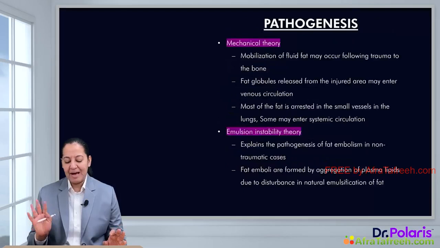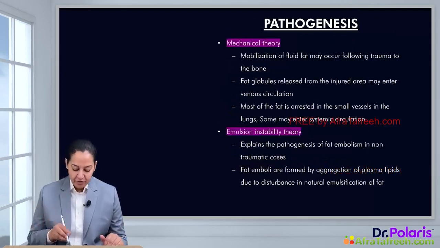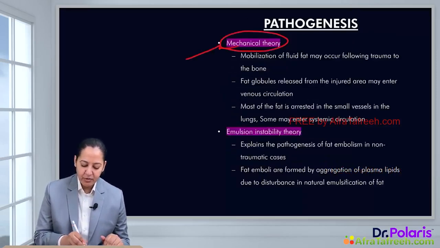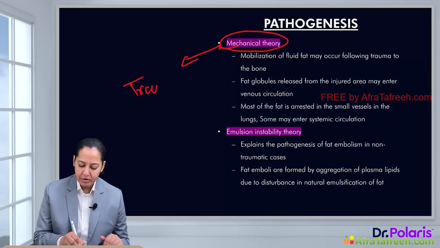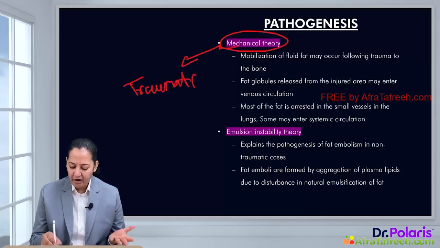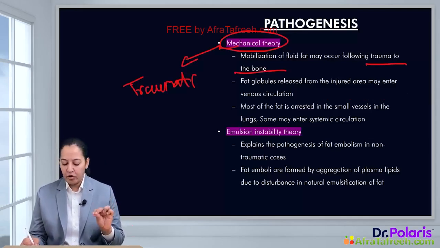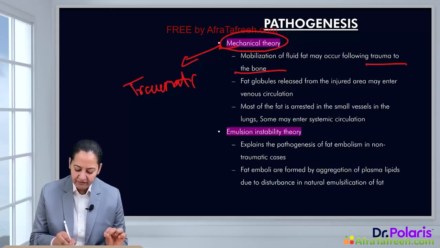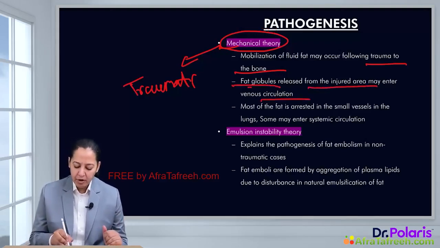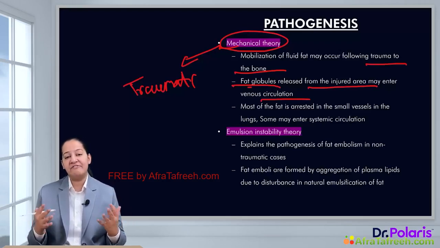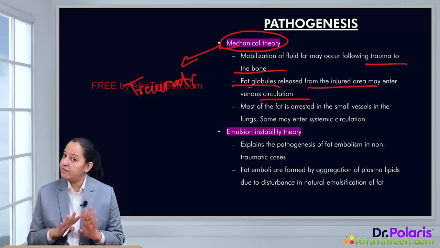Now, what is the pathogenesis behind each of them? For the traumatic cause, the theory is the mechanical theory. It holds good for the traumatic cause. It can explain why after trauma to the long bone, fat globules are produced, because of the leakage of fat globules released from the injured area into the blood. It's very simple. But what about the non-traumatic cause? Why in burns, sickle cell anemia, decompression sickness, is the person having fat embolism even without trauma?